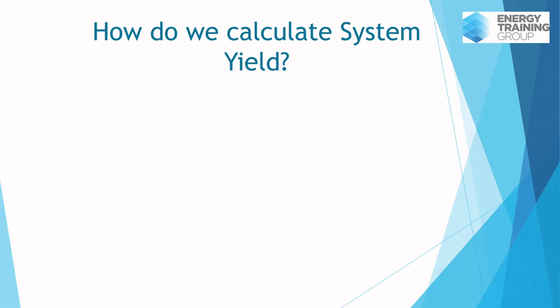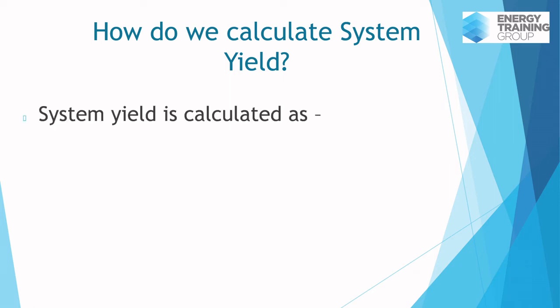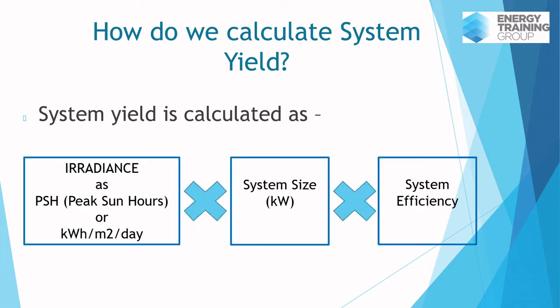How do we calculate system yield? System yield, how much energy our PV system is going to create, is calculated as irradiance, which can be represented as peak sun hours or kilowatt hours per meter squared per day, multiplied by our system size, multiplied by system efficiency.